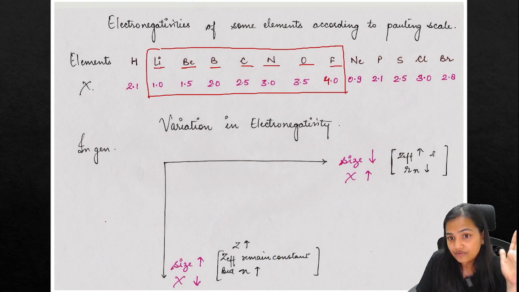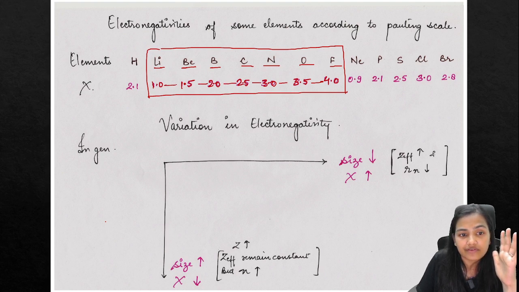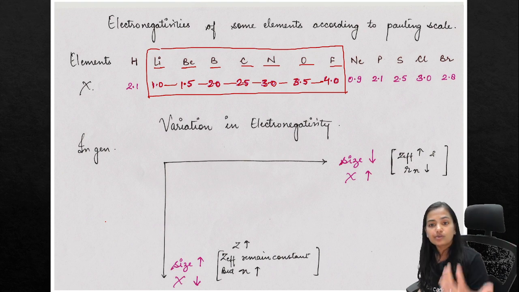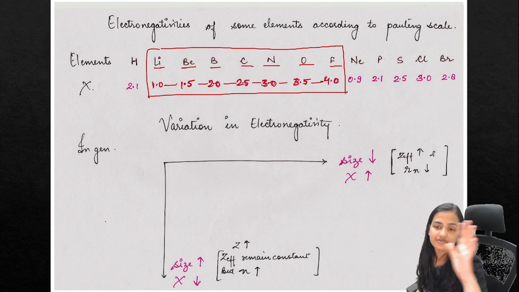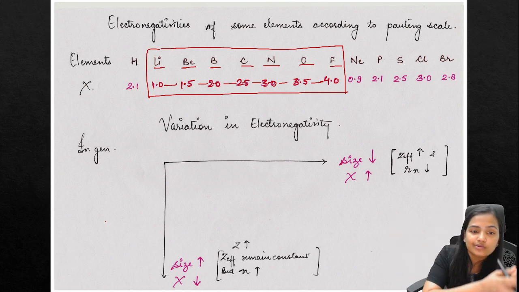So the value for fluorine is 4.0, this is 3.5, this is 3, this is 2.5, this is 2.0, this is 1.5 and 1.0. So there is just a difference of 0.5 each time. Just from a difference of 0.5, we can easily write these values. I would recommend you guys to learn all these values. Okay, it's very simple. 4, 3.5, 3, 2.5, 2, 1.5, 1.